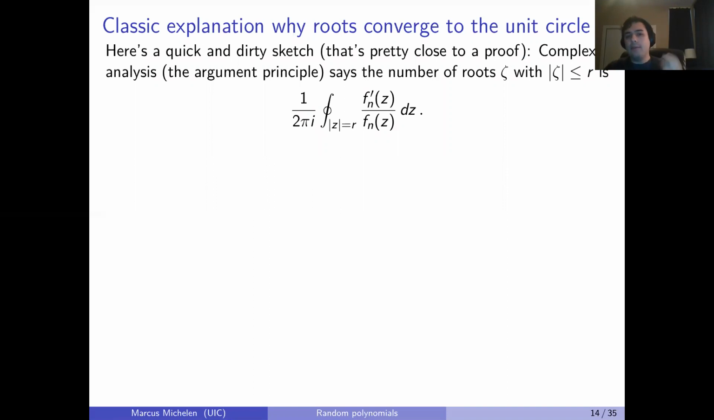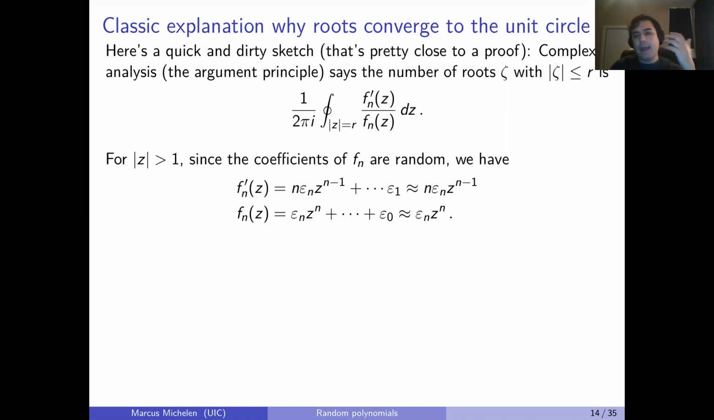So why do most roots converge to the unit circle? Complex analysis tells us that if I want to count the number of roots of a function in a disk, I can just look at this integral here. Right? And this is known as the argument principle. So now the way that we think about this is if I look at some modulus bigger than 1, then the fact that my coefficients are random means that the top term in my derivative and my function itself should more or less dominate.